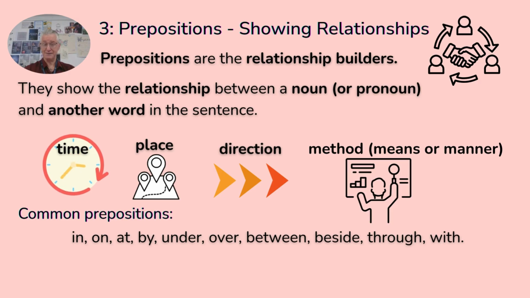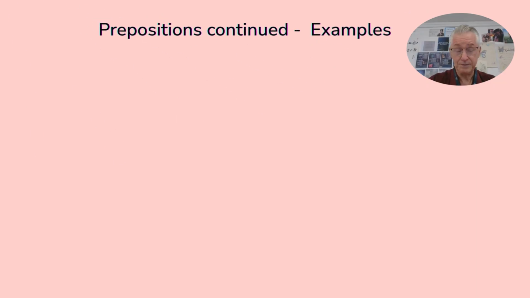These are examples of prepositions. Remember, prepositions show the relationship between a noun or pronoun and another word in the sentence. And that relationship, we look at time, place, direction, or method. Let's have a look at examples for each of these.